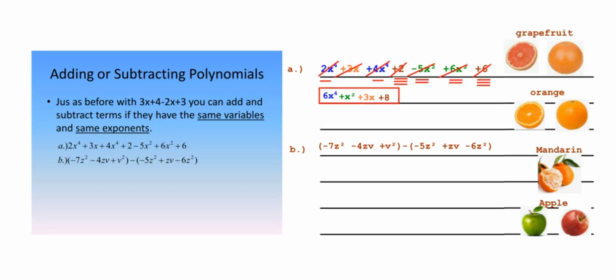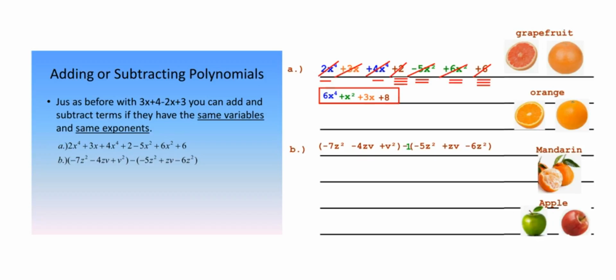Let's see. Negative 7z squared, there's no other z squared. And negative 4zv, there's no other zv's that I can combine there. V squared, there's no other v squareds that I can combine there. First set of parentheses, I cannot simplify. But I don't really need the parentheses. Be aware of that. There's nothing being multiplied to it. Next set of parentheses. Do I really need the parentheses? Technically I do, because there's a negative there.